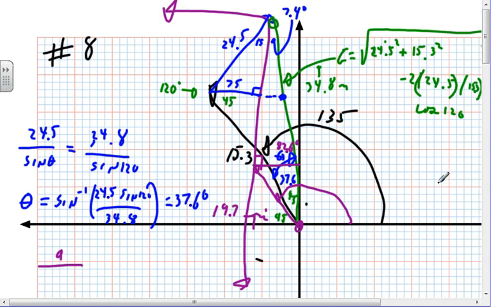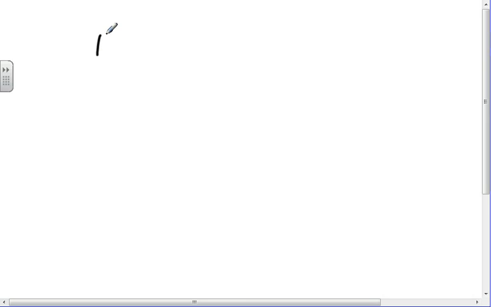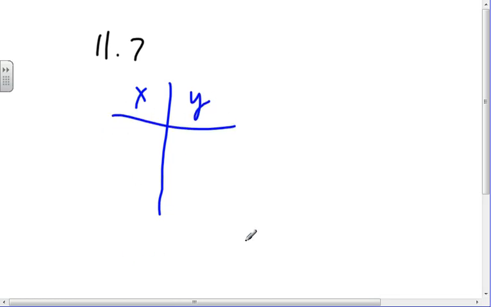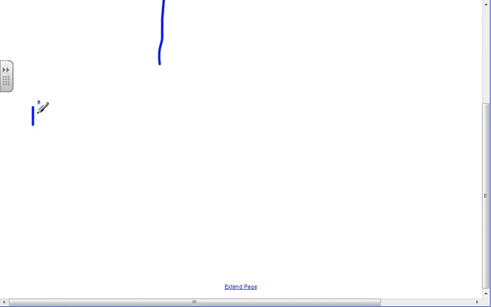I believe it. Final answer. But yeah, it's pretty bad. Okay, now we're going to do this again. We're going to do section 11.7. This time we're going to do it right. We're going to find the x components, we're going to find the y components, and then we're going to add them together, and then we're going to write down our answer. So that's much better.